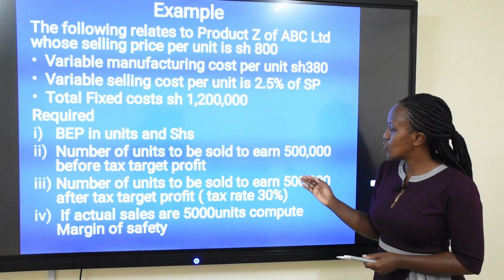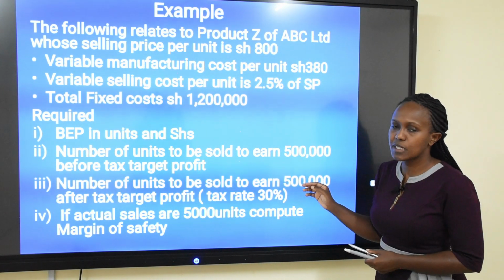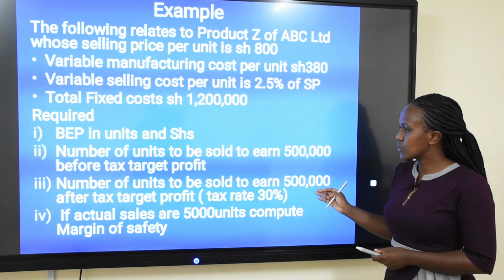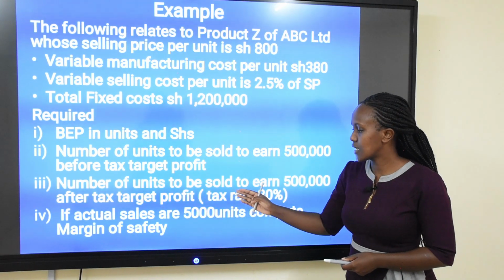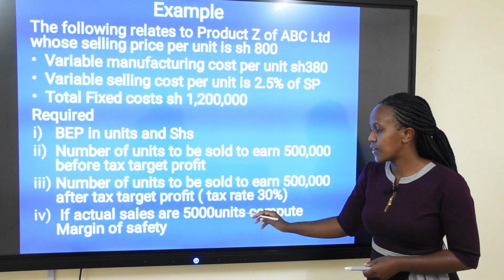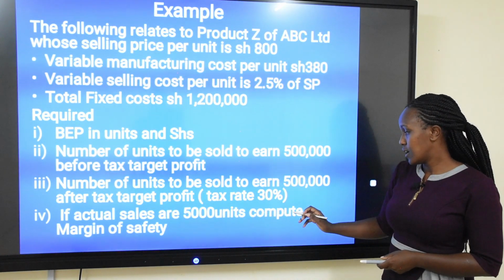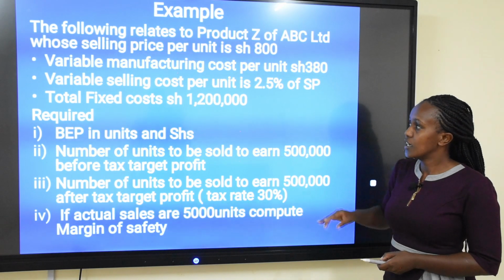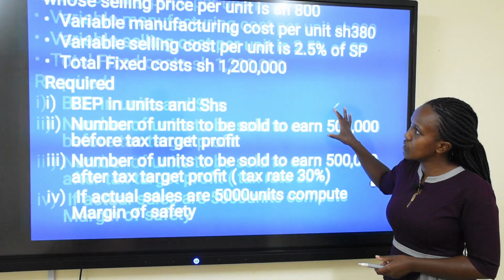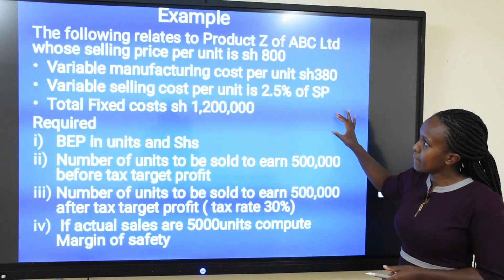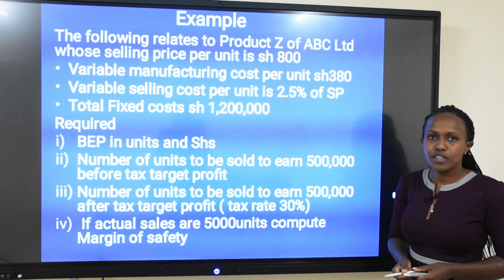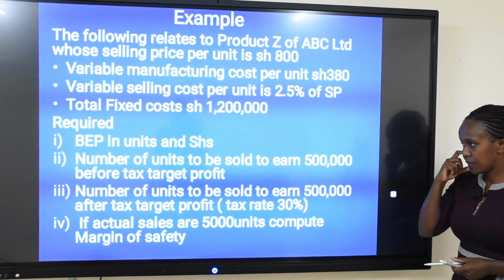Number of units to be sold to earn 500,000 before tax profit. Number of units to be sold to earn 500,000 after tax profit in a tax rate of 30%. And finally, if actual sales are 5,000, compute the margin of safety. So I want you to have a copy of this question so that we can be able to compute it. So you can take some time and have a copy of the question so that we can be able to compute it.